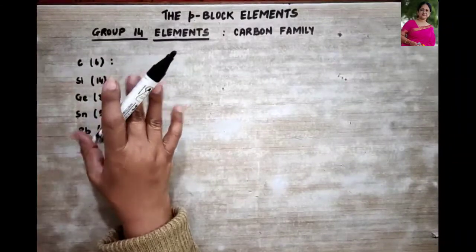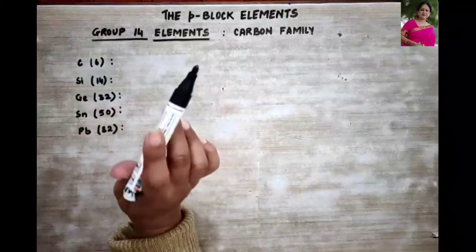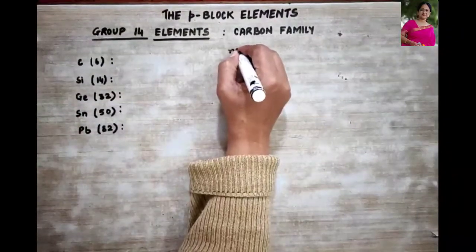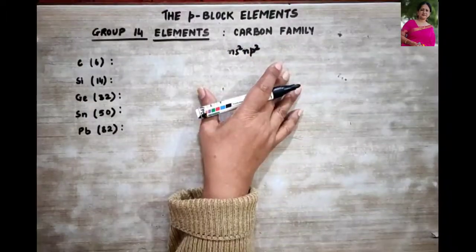Now all the elements of the carbon family have 4 electrons in the outermost shell, and all these elements have ns2np2 configuration. Clear?